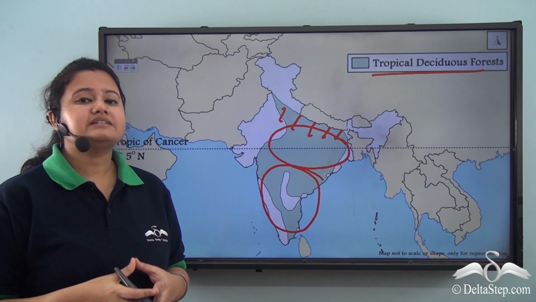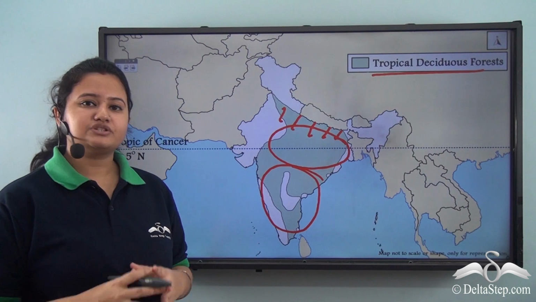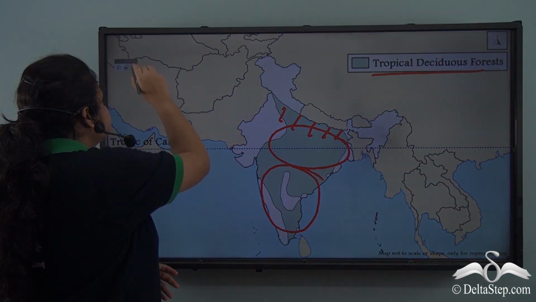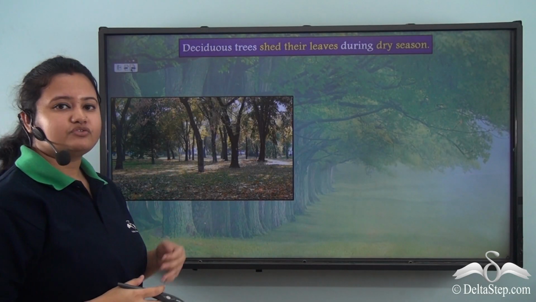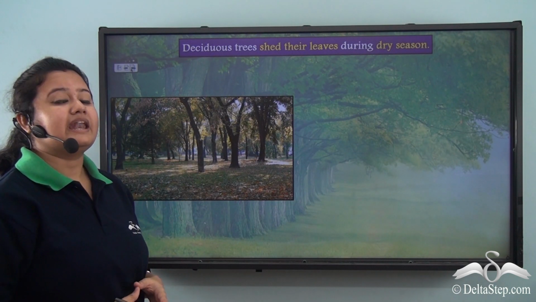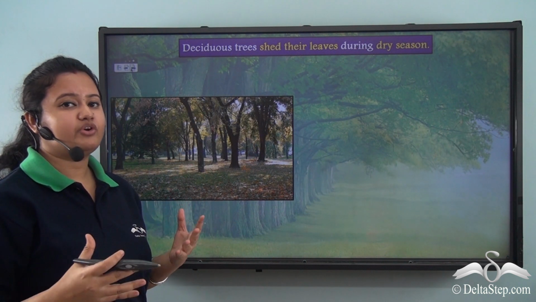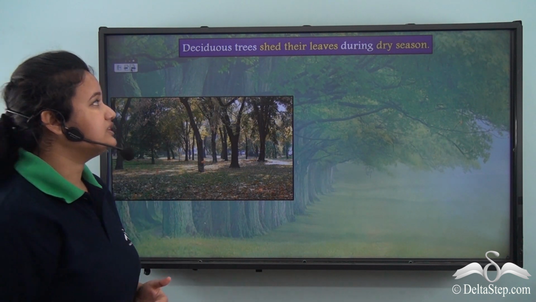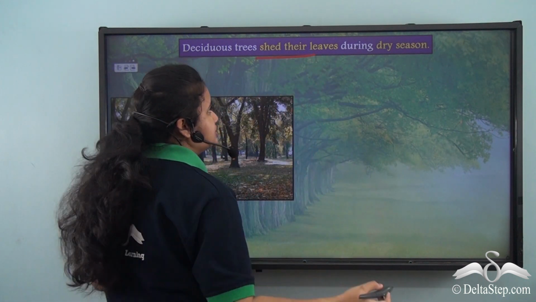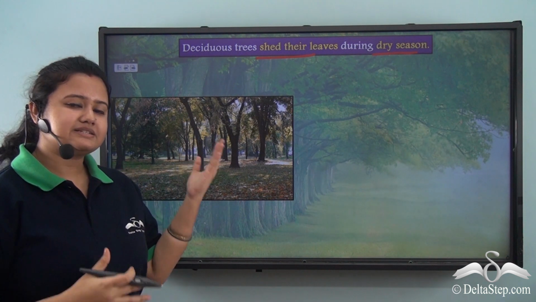Now, let us discuss about the important characteristic of tropical deciduous forest. In this video, we can see that leaves are falling off the trees. Now, this is an important characteristic of deciduous forest. That is, deciduous trees shed their leaves during dry season. Well, do you know why does this happen?